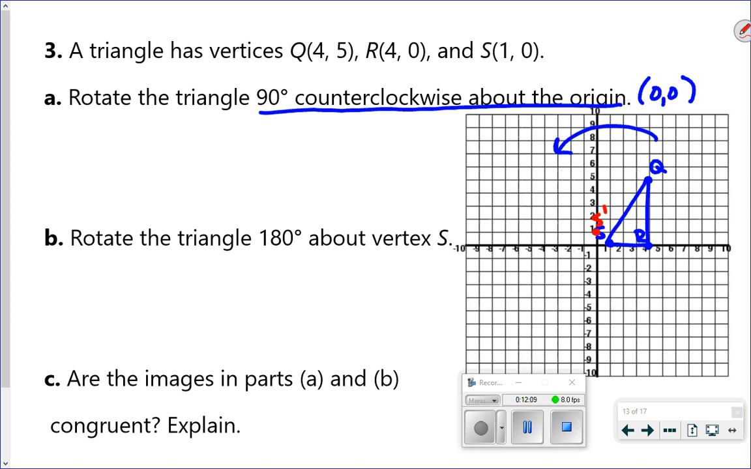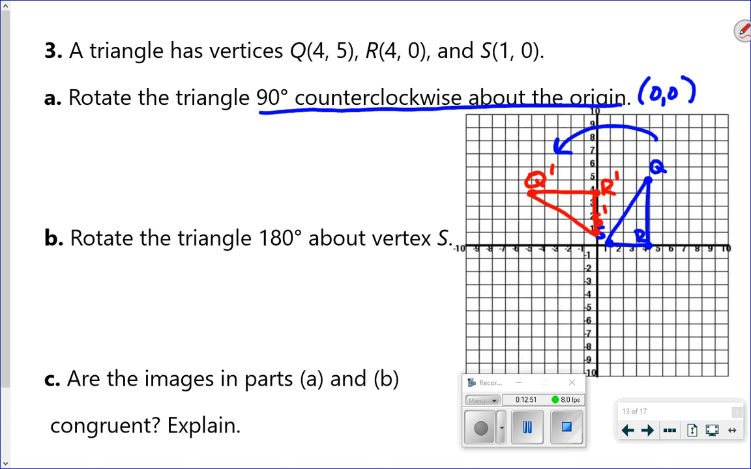That's going to be my copy of S. Then for R, it was originally at 4, 0. If I flip it 90 degrees counterclockwise, now I'll be at 0, 4. This is going to be my new point for R. And then for Q, originally it was at 4, 5. Instead of going over 4 and up 5, now I'm going to be going over -5 and then up 4. So over to the -5, up positive 4. That's going to be my new point for Q. And then I'm going to connect my points. You can see my new image. There it is. So that is part A.